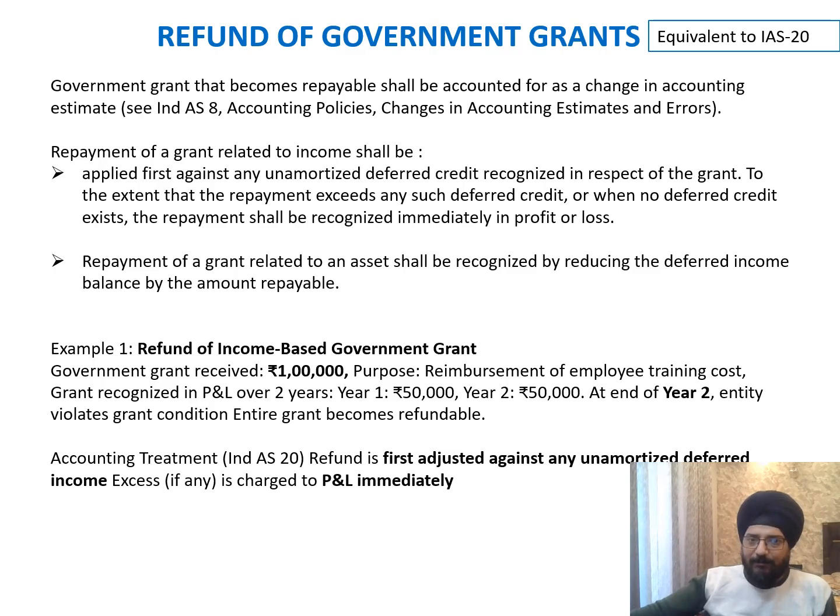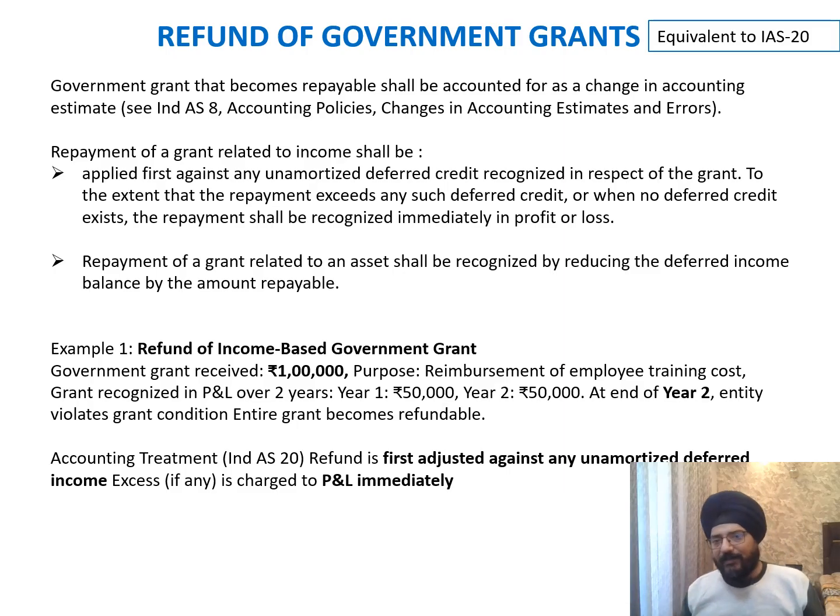Likewise, if it is a repayment of a grant related to an asset, then we have to make sure that whatever grant you have received has to be adjusted against the deferred income, and we'll have a look at a clear example to understand the same. So the first example, which is the refund for income-based grants: government grant received 1 lakh, purpose reimbursement of employee training costs. Grant recognized in P&L over 2 years, which is 50,000 in year one and 50,000 in year two. Entity violates the grant condition, entire grant becomes refundable.